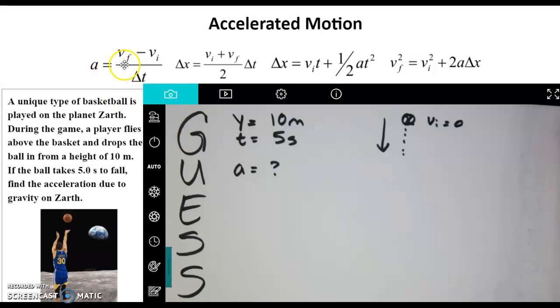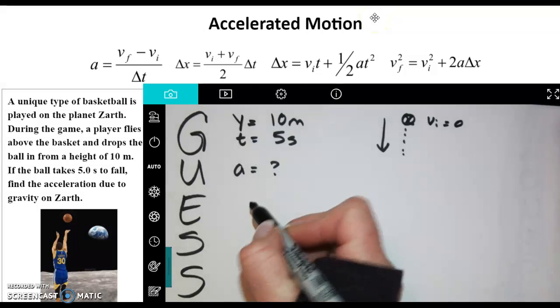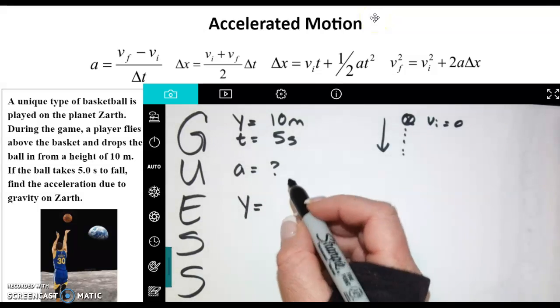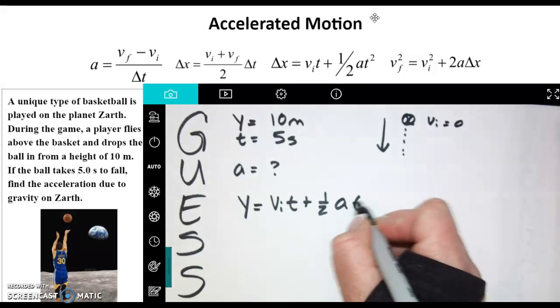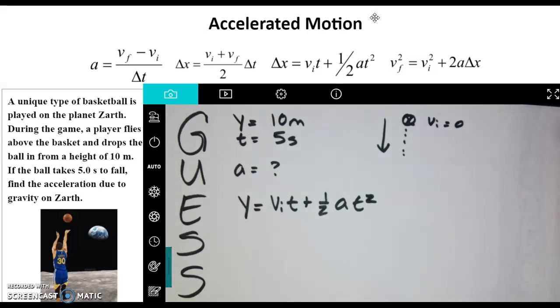To identify our equation, we can't utilize the first formula because the question does not give us final velocity. Again, because final velocity is not included in our variables, we cannot use the second equation. And we can't use the third equation because the final velocity is not given. Therefore, we will use this equation. I'm going to write it as y equals initial velocity times time plus 1/2 a t squared. We need to rearrange this equation to solve for our acceleration.